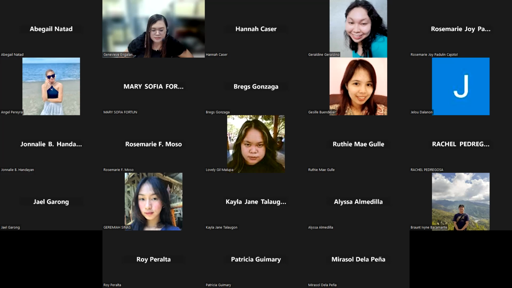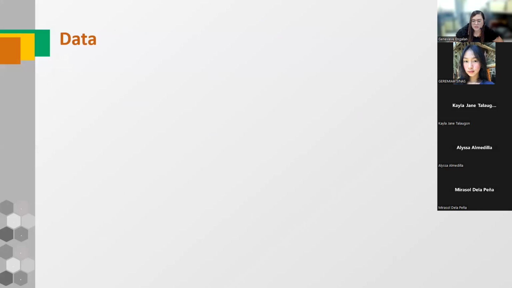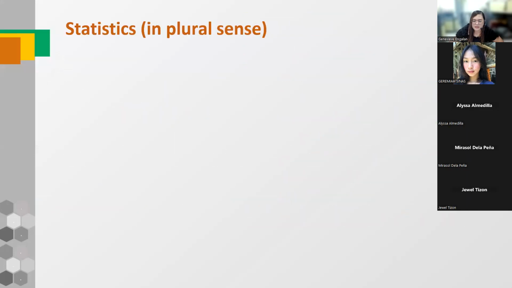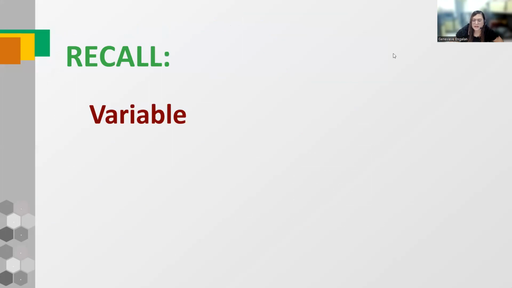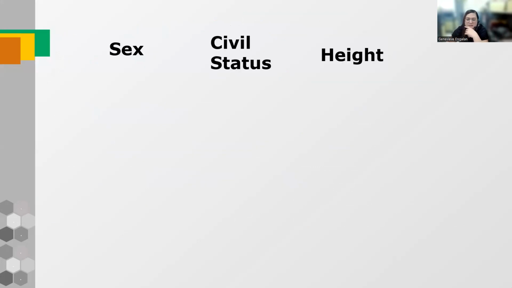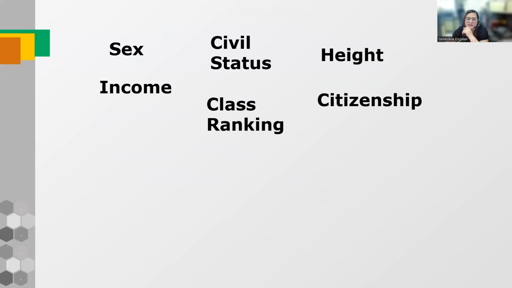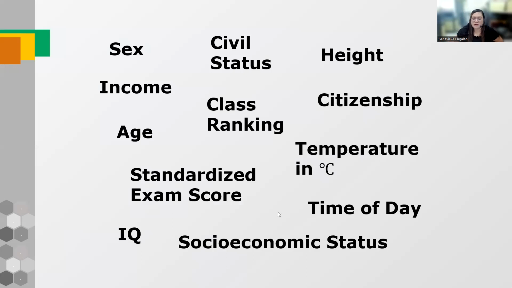Okay, so last time, atong Tuesday last week, wala na to na human ang discussion about the levels of measurement, no? Okay, sige. Let us again, balik na ko gamay. Let us recall again kung unsa ang variable. So ang variable is a characteristic which may take on different values. For example, we have sex, civil status, height, income, class ranking, citizenship, age, temperature in Celsius, standardized exam score, time of a day, IQ, and we have socioeconomic status. So these are all variables.